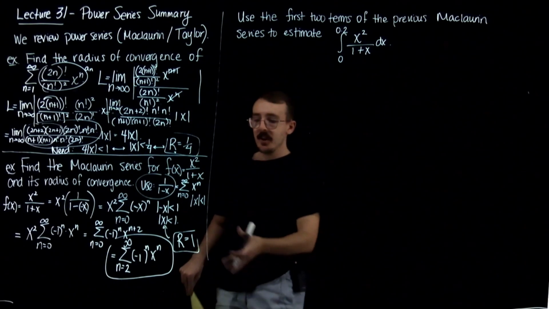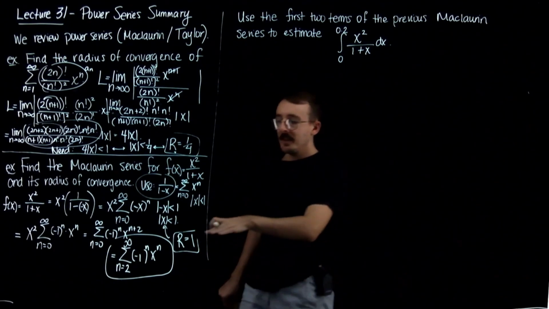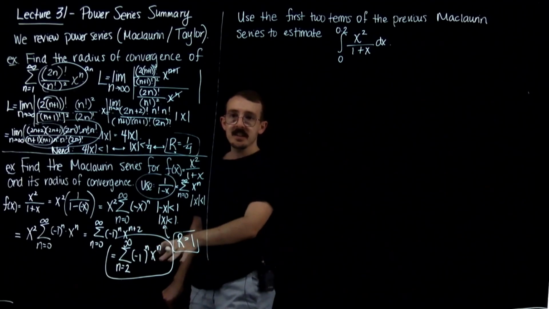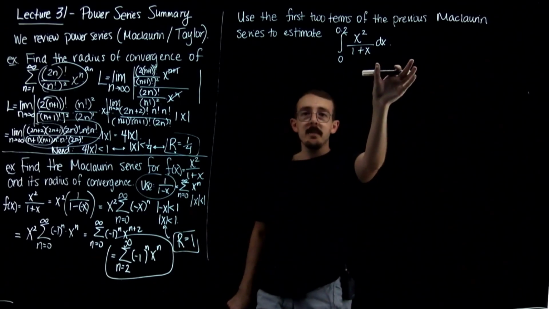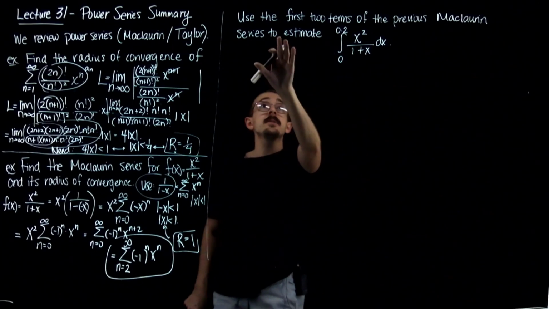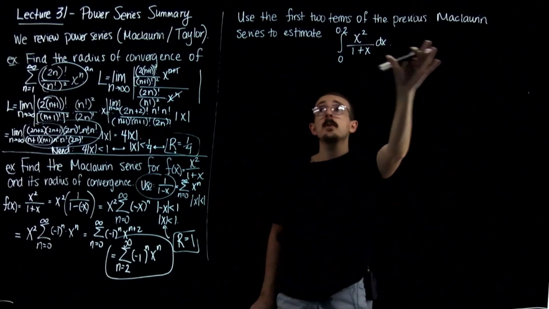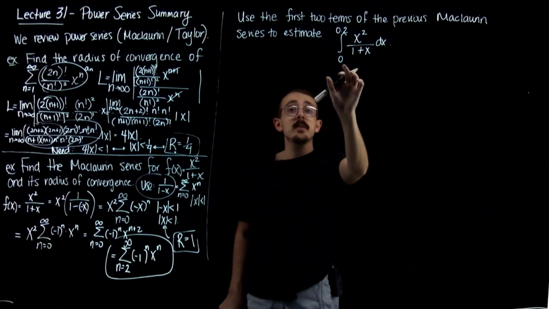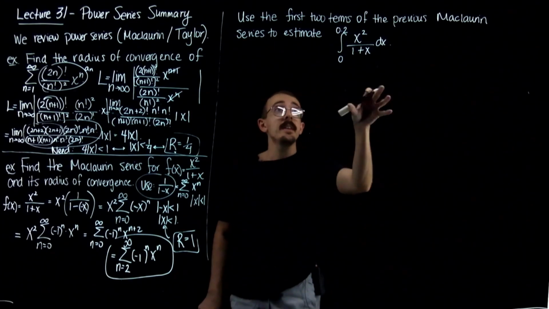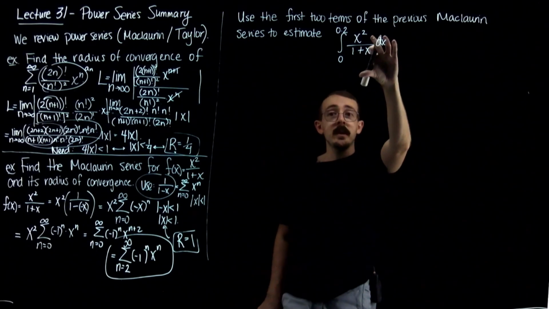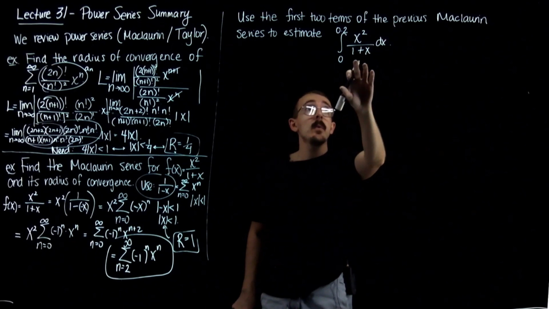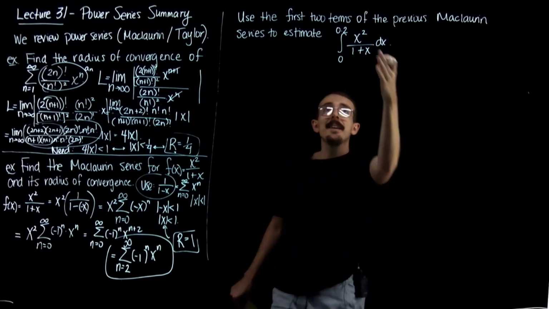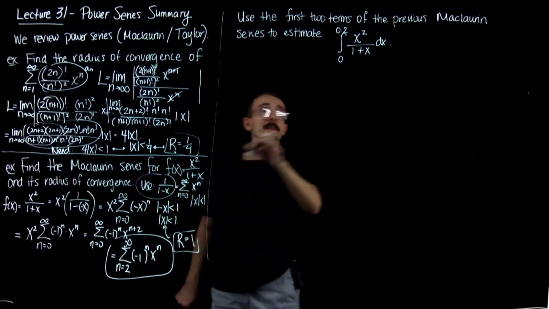All right, now to finish off this set of examples, I'm going to use the Maclaurin series that I just built, and I'm going to use it in this application problem. It says, use the first two terms of the previous Maclaurin series to estimate the integral from 0 to 0.2 of x squared divided by 1 plus x dx. So this is the function I just found the Maclaurin series for.